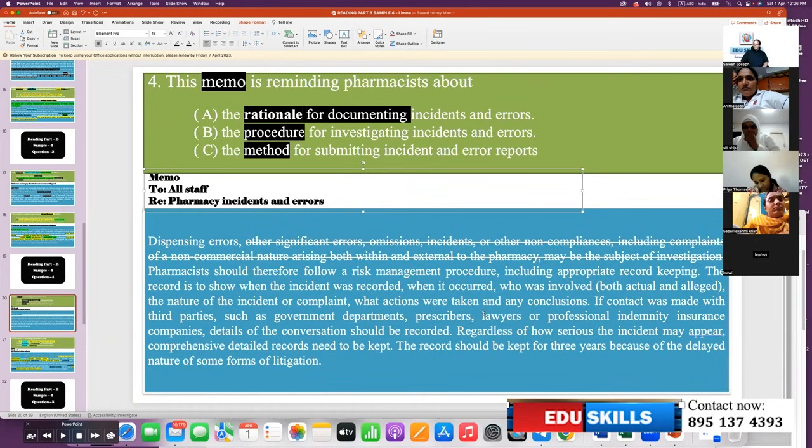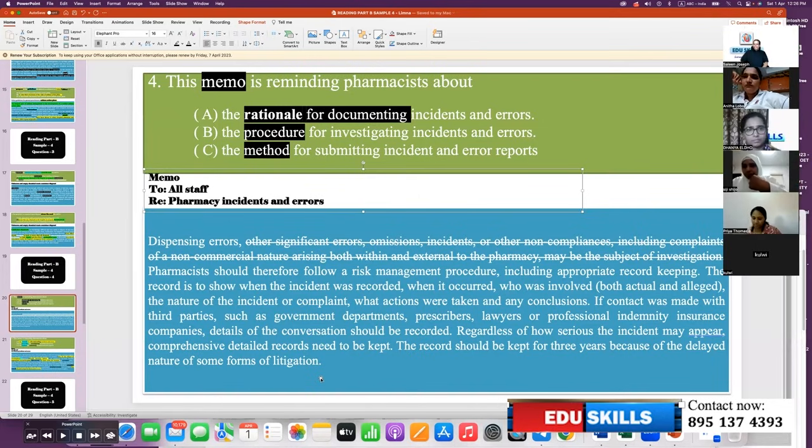All these are reasons given, right? Yes. Answer to why. And again, as Soumi said, all these things, regardless of how serious the incident may appear, comprehensive detailed records need to be kept. The record should be kept for 3 years because of the delayed nature of some forms of litigation. It can be used in case of litigations. So ultimately, the memo is reminding pharmacists about procedure, meaning how you should keep all these records.